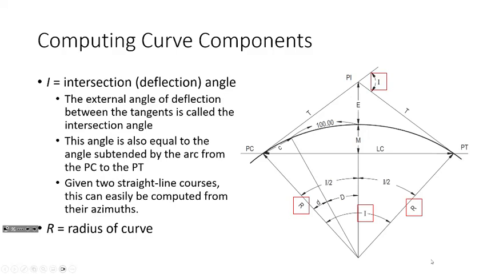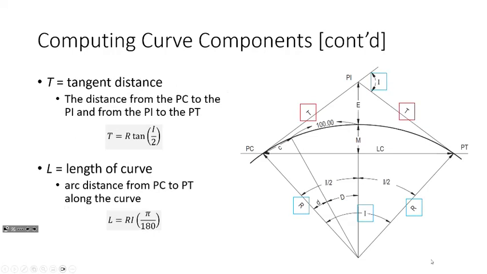Sound good? Okay. Now watch this. On this slide, these squares are red because I was talking about these. Now on the next slide, I've already talked about these, so now we're going to talk about T. T is the tangent distance, and the tangent distance is from the PC to the PI or the PI to the PT. Now, the way that I'm coming up with that formula, I'm probably not going to do this for all of these, but I just want you to see that these expressions are not just coming out of the ether.